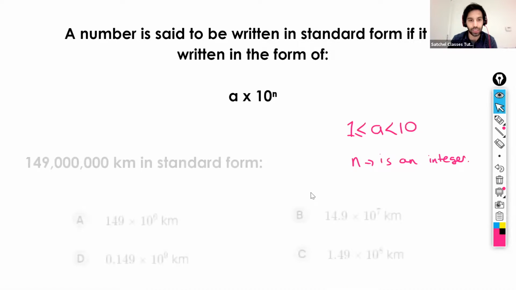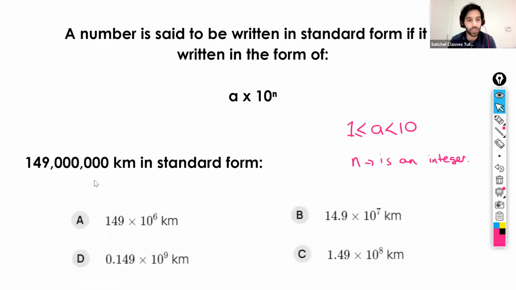So let's see how this works then. Converting 149 million kilometers into standard form, have a go at this question and see which one you will select. You can pause the video at this moment. The correct answer here is 1.49 times 10 to the power of 8. Although answers A, B and D are also correct numerically, only this answer, C, is in standard form.